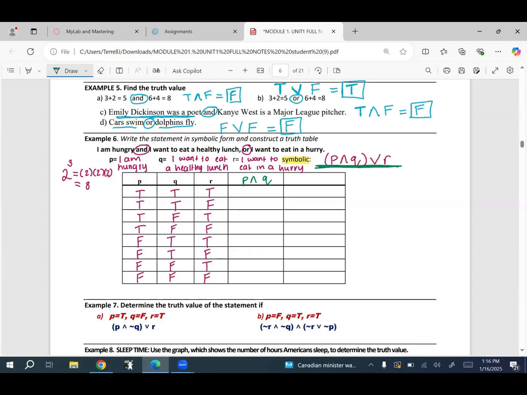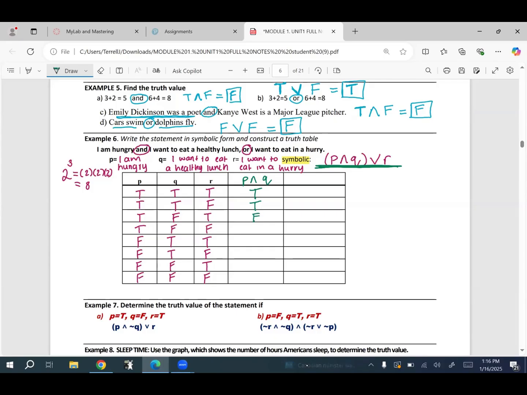So let's do that. P and Q, only focus on the first two columns. So true and true would be what? True. True and true again, true. True and false would be false. Remember, for and, they both have to be true.